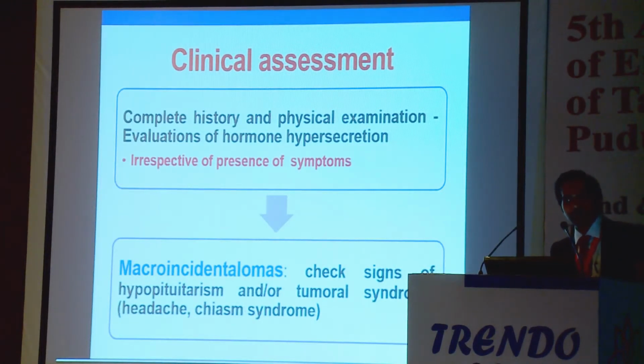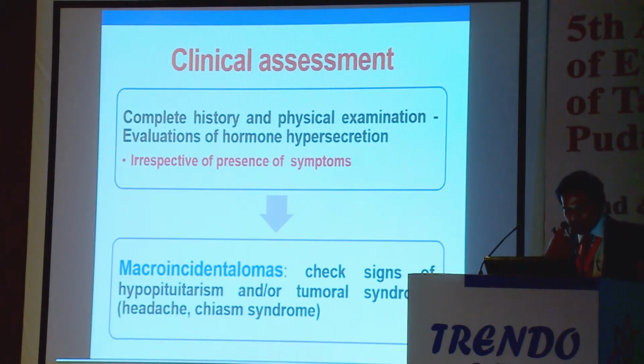So the first important thing is a complete history and physical examination, followed by evaluation of hormone hypersecretion. So anything of hyperprolactinemia, menstrual irregularities, galactorrhea, or anything suggestive of Cushing's or acromegaly, any history or subtle findings suggestive of these entities should be looked for. And when we don't have any symptoms, and we have noted this by imaging, then we can consider the diagnosis of pituitary incidentaloma.